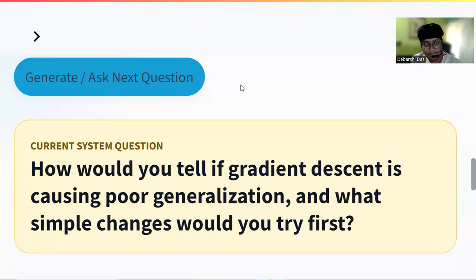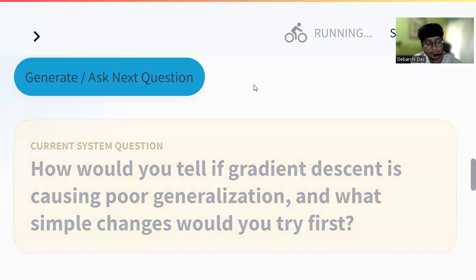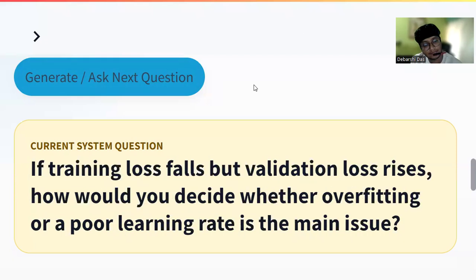Okay, let's get to the next one. If training loss falls but validation loss rises, how would you decide whether overfitting or a poor learning rate is the main issue?